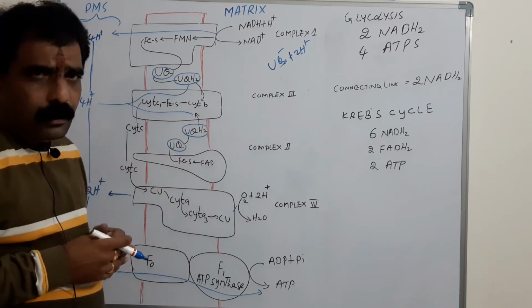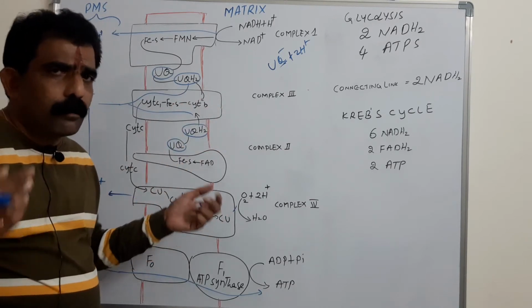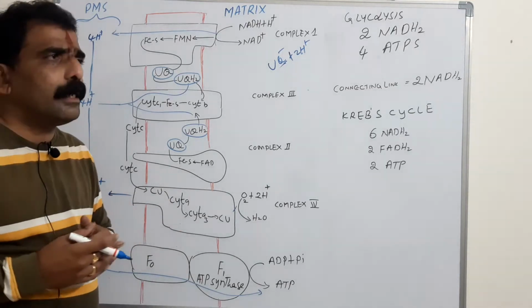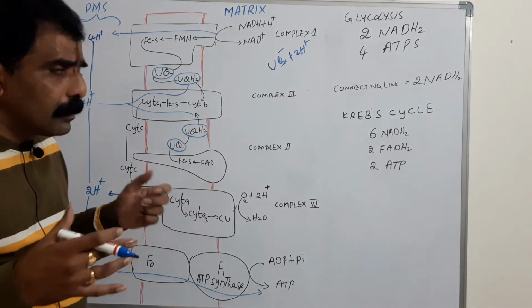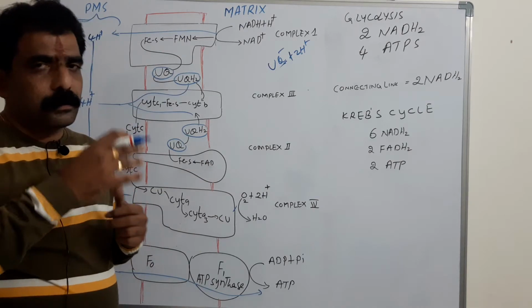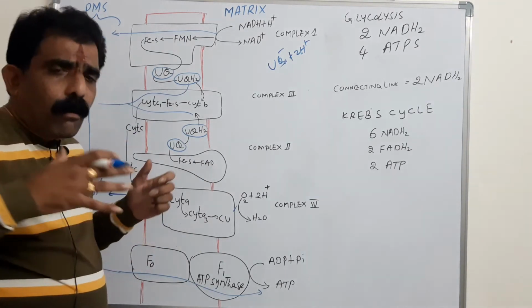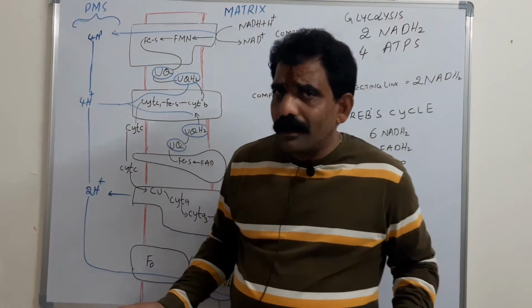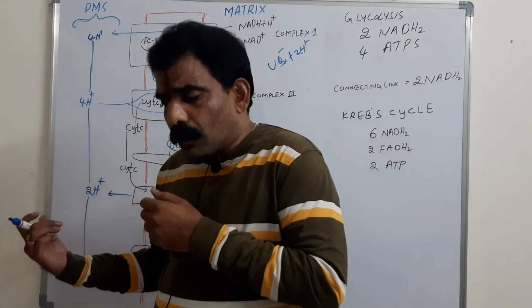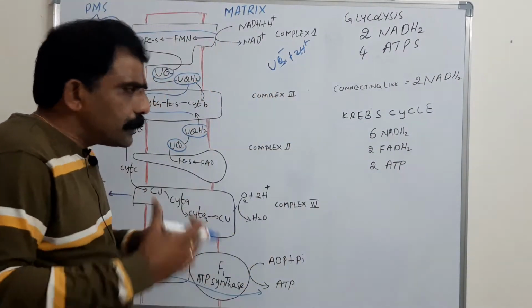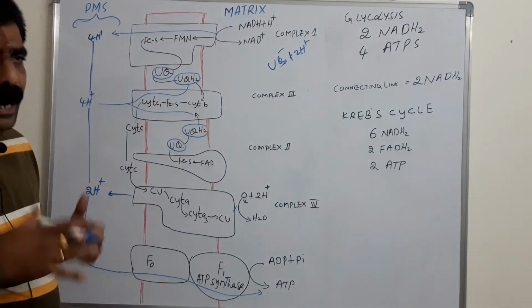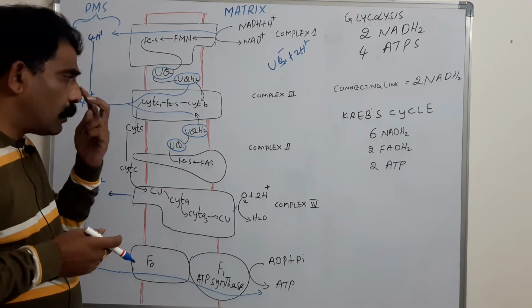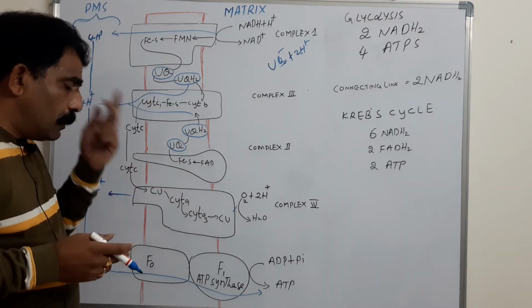So we have 12 reduced coenzymes, 12 into halves, 6 molecules of oxygen is consumed. That is why in aerobic respiration we write glucose plus 6O2, right. So actually oxygen is neither consumed in glycolysis nor in Krebs cycle or anywhere else. The role of oxygen is restricted to the electron transport system. It acts as the terminal electron acceptor. That is why we call this aerobic respiration.